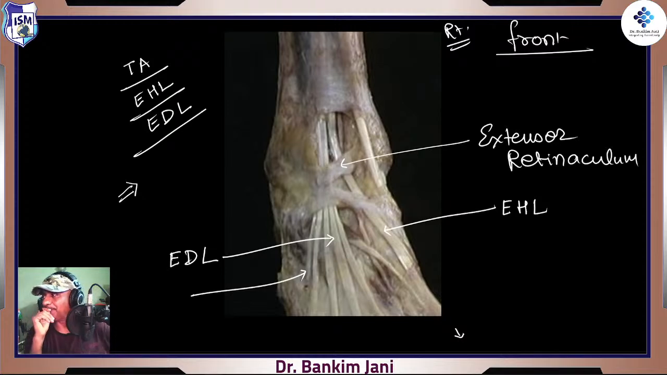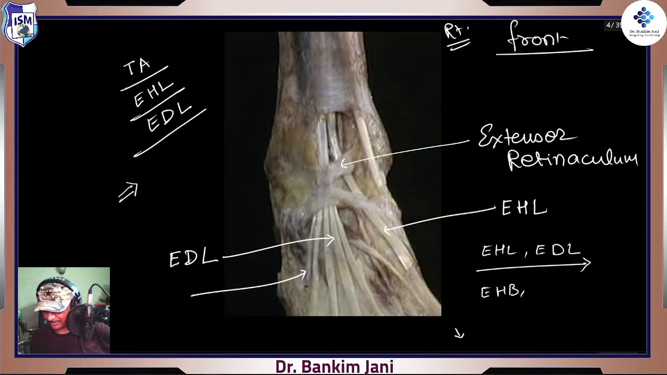Extensor digitorum brevis, you say. But I'm telling you the muscle of the anterior compartment. It cannot be extensor digitorum brevis, because brevis means small muscle. Small muscles emerge from the sole and end in the sole. They are muscles of the foot only, so they don't cross the ankle. One important thing: extensor hallucis longus and extensor digitorum longus can perform one movement which extensor hallucis brevis and extensor digitorum brevis cannot.